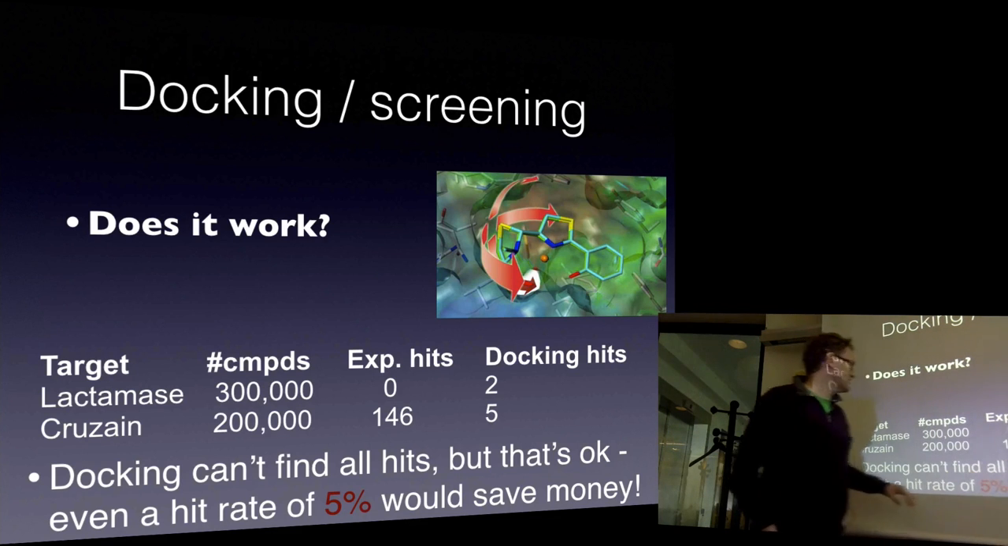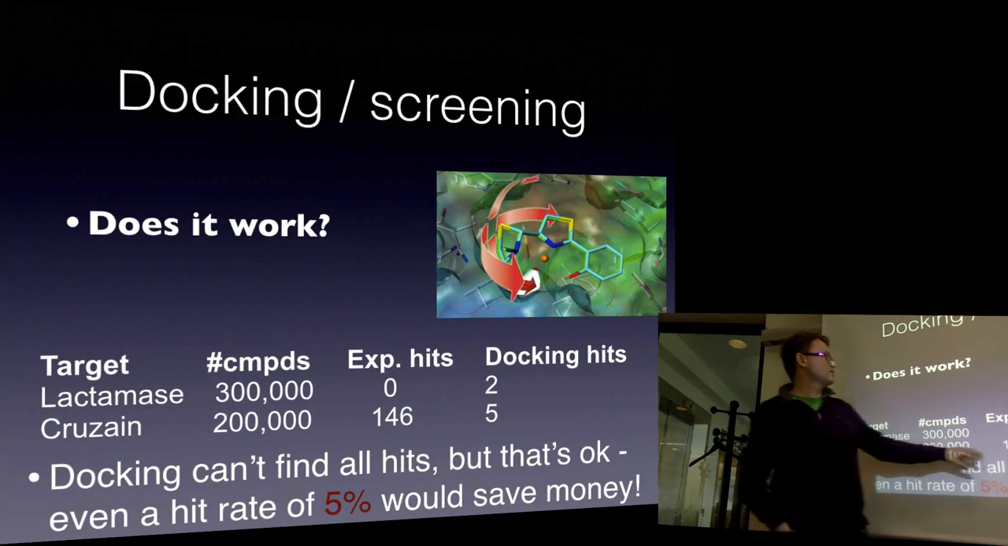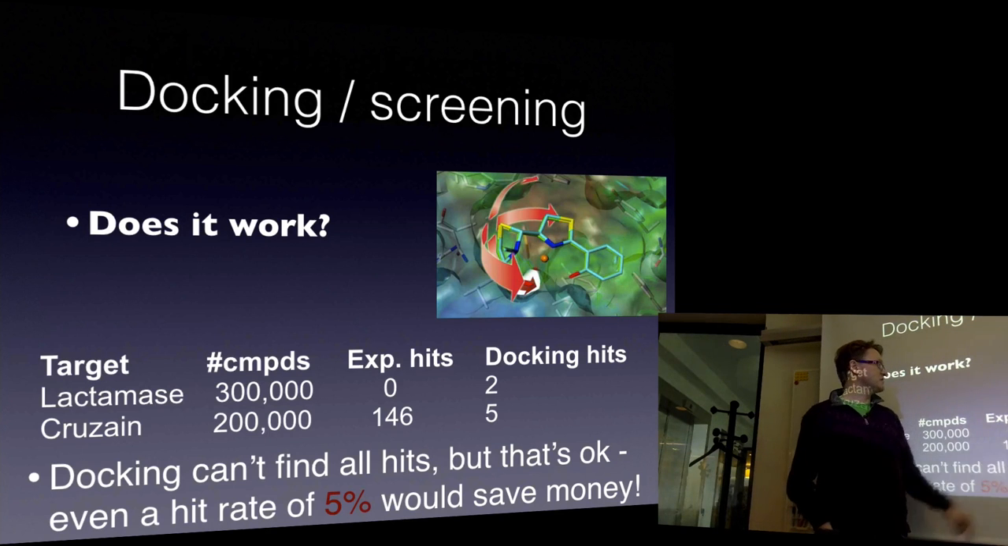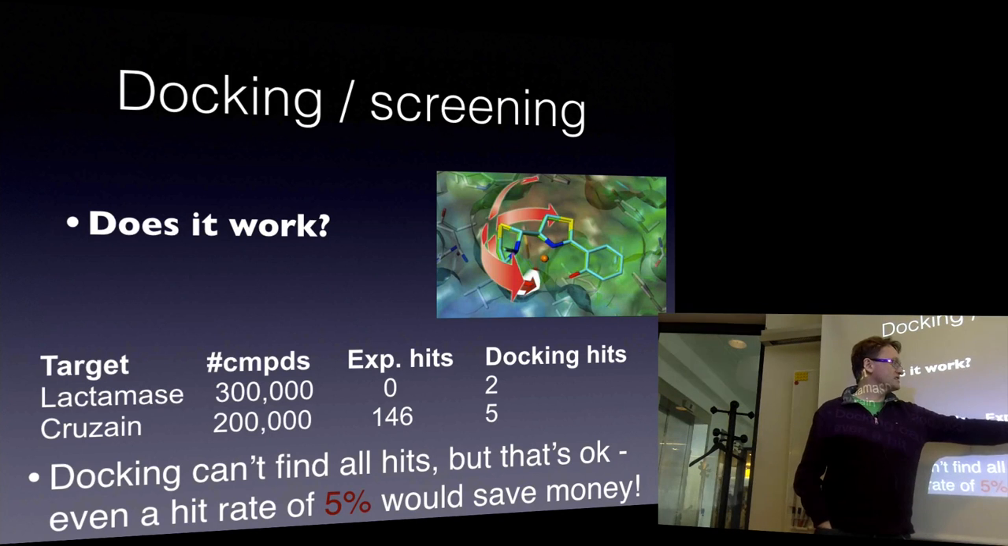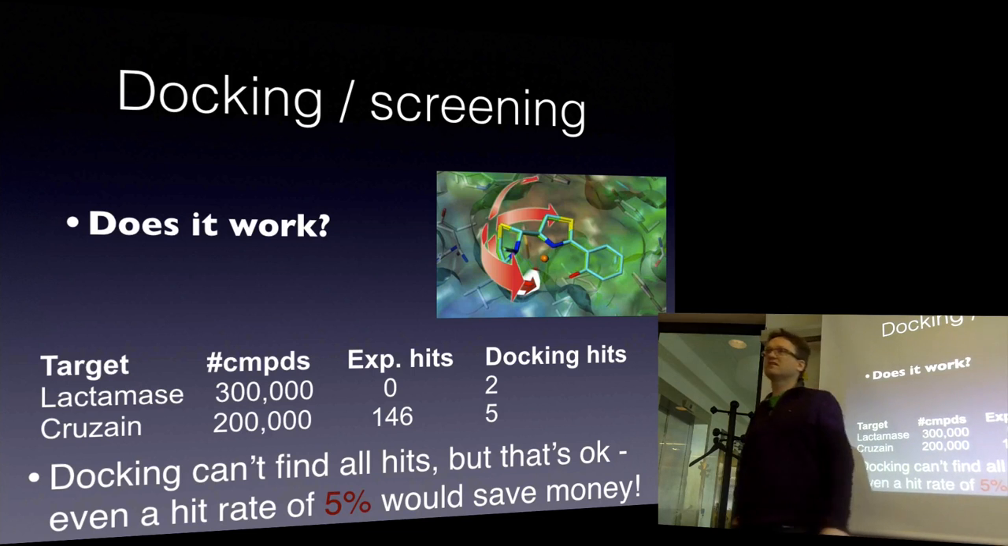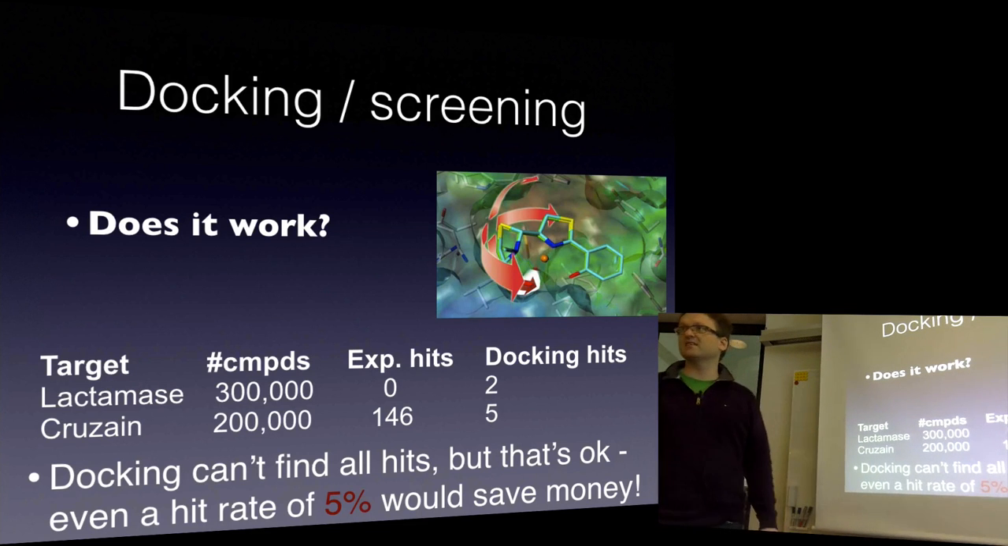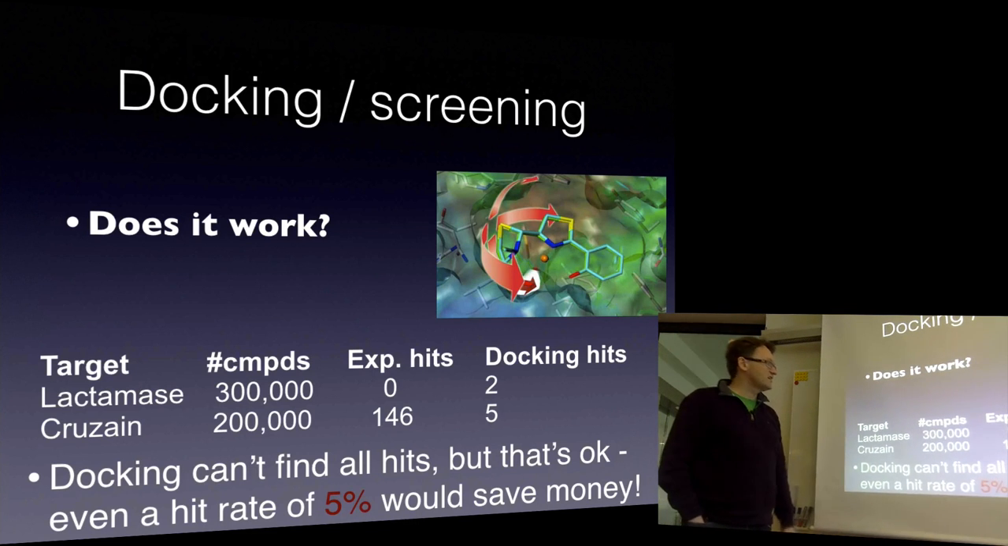So in this second case where we already knew something about the molecule, we're not going to find quite as many docking hits as experimental hits. But here, in the first case, docking helped us to find some things even in a case where we did not find anything experimentally. Now, two hits might not seem like a miracle, right? But the point is you have something. We have two hits to work with.